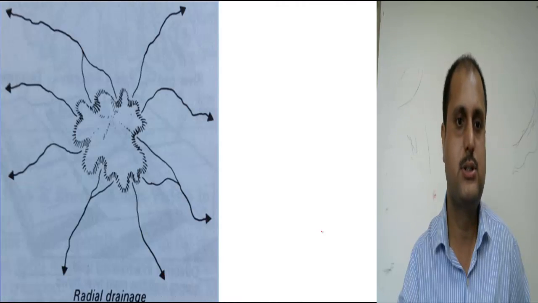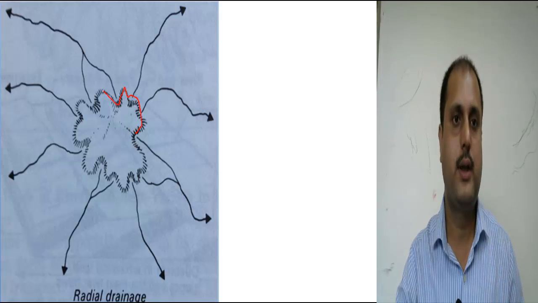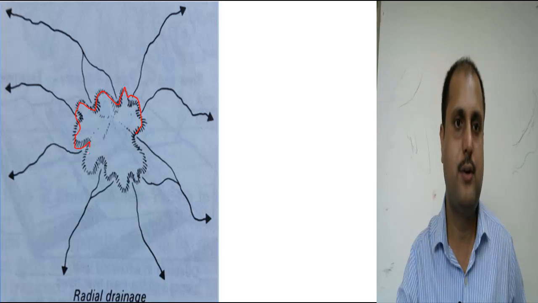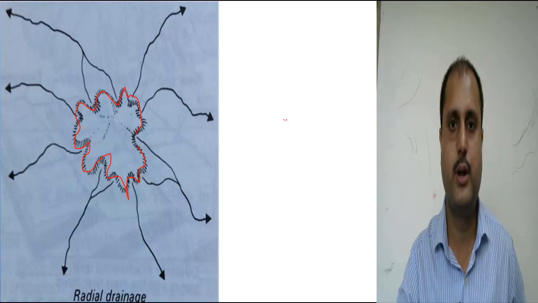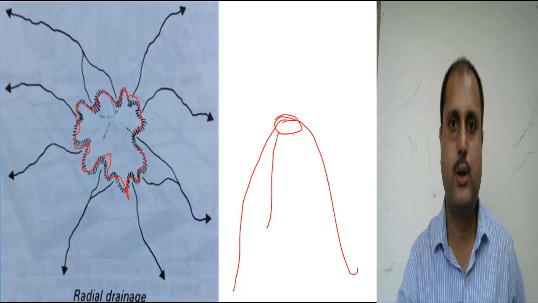Now see the next one. This is called the radial drainage system. It is formed on a mountain, at a higher altitude. On any higher altitude, this kind of river pattern is formed. So suppose there is a mountain, and on the top of the mountain the river originates. How will it flow? It will flow in this scattered manner, which is the feature of the radial drainage pattern.